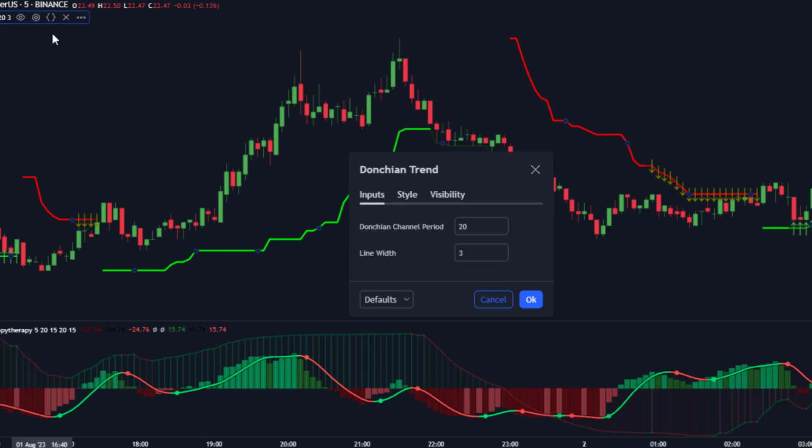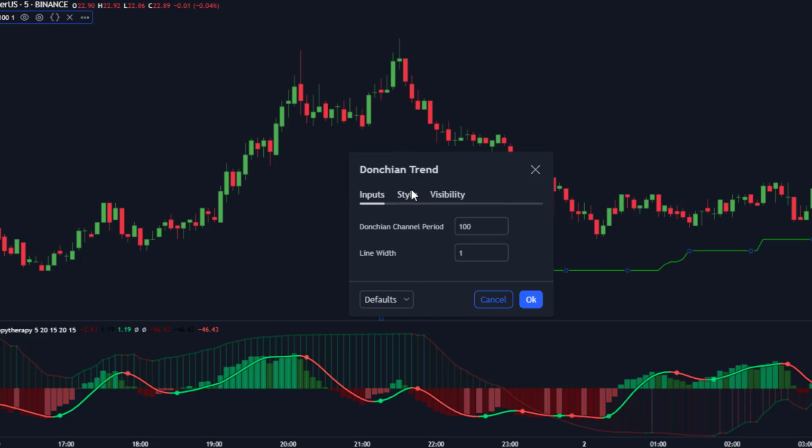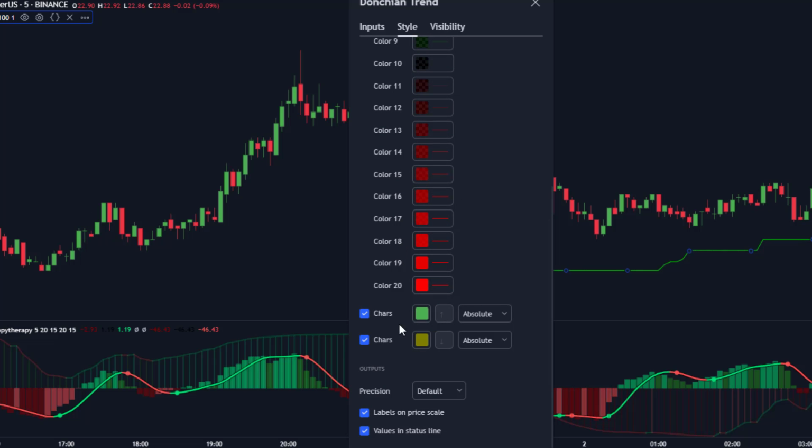Then we go to the indicator settings. There, set the Donchian channel period to 100 and set the line width to 1. And on the style setting, go to charts and uncheck the two bars and press OK.